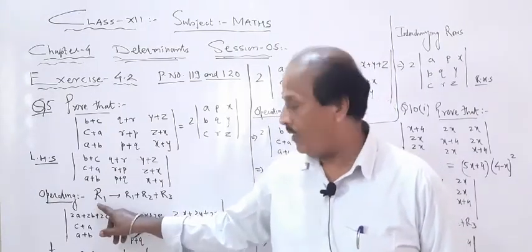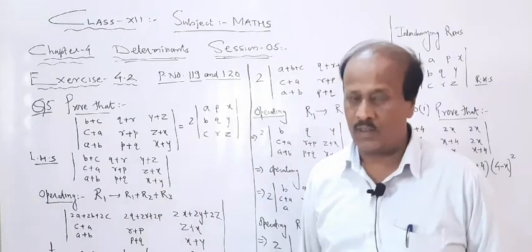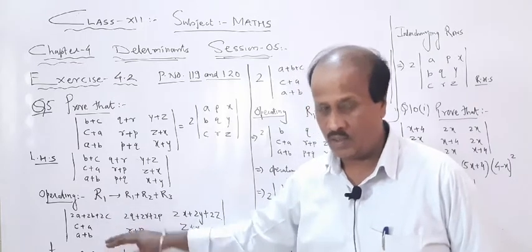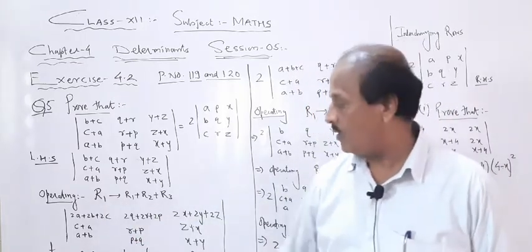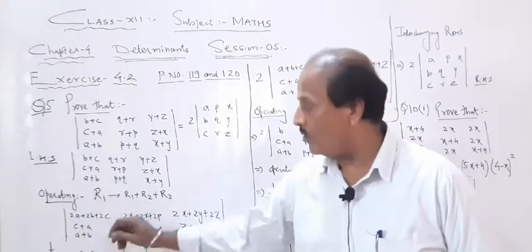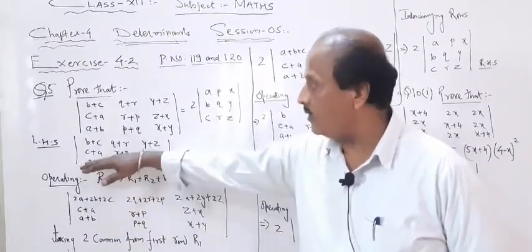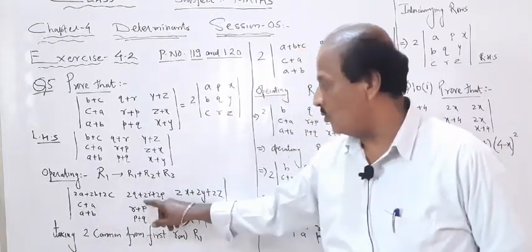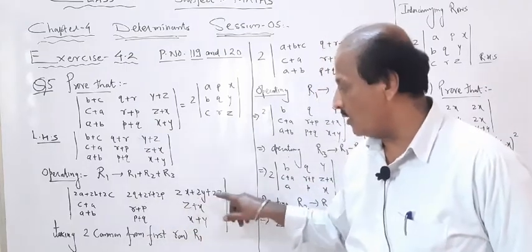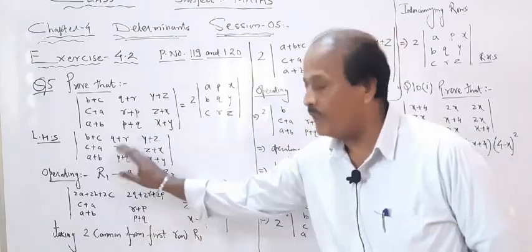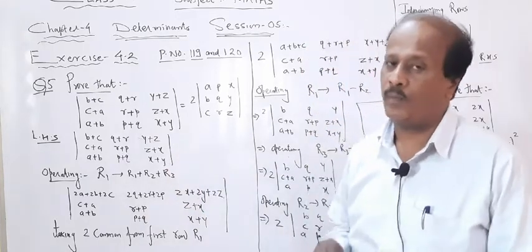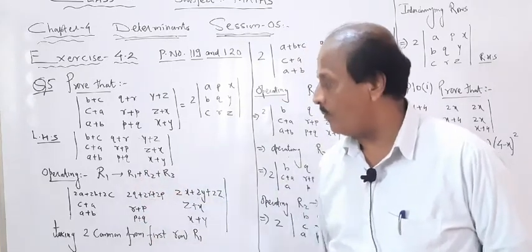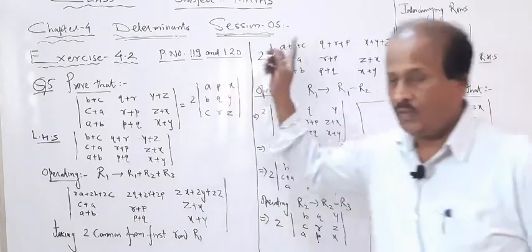Replace R1 by R1 plus R2 plus R3. What does it mean? The first row is replaced with the addition of the first row, second row and third row. It's a modified form of the 6th property. As soon as you do this, you add these 3 rows, so the first row will be 2a, 2b, 2c, then 2q, 2r, 2p, then 2x, 2y, 2z, and the rest of the 2 rows will remain as they are, according to the characteristics of the property. Now take out 2 common. It is one more property, property number 4. Take out 2 common from the first row.